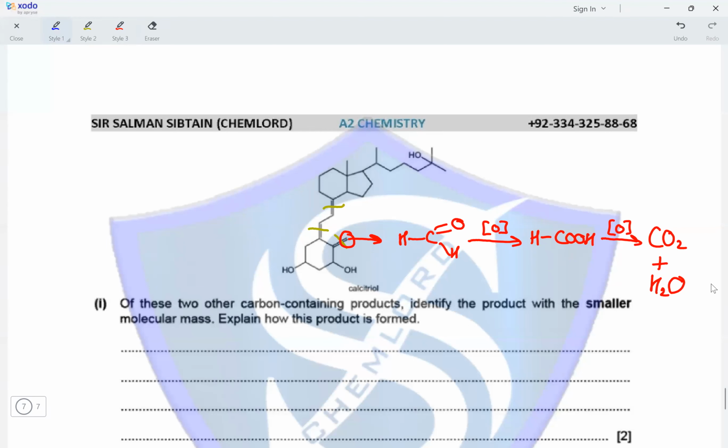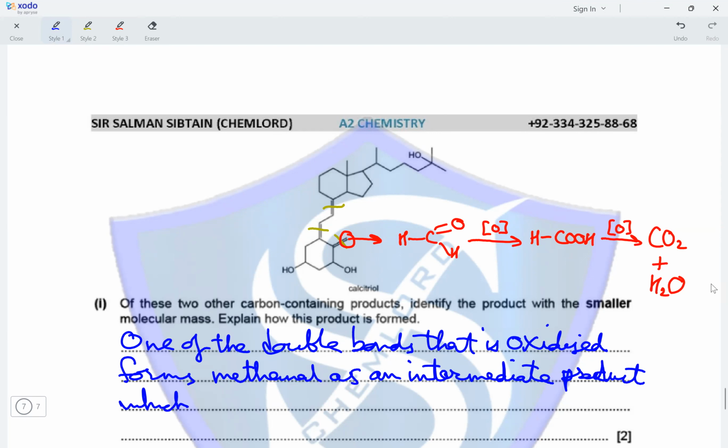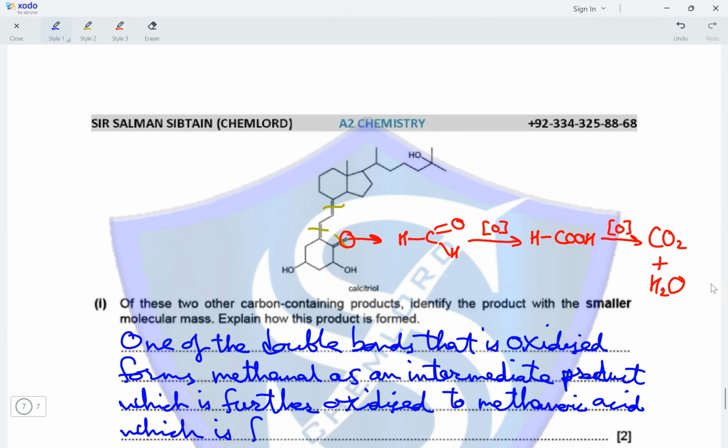So, explain how this product is formed. One of the double bonds that is oxidized forms methanal as an intermediate product, which is further oxidized to methanoic acid, which is further oxidized to CO2 and H2O. And this is how CO2 forms.